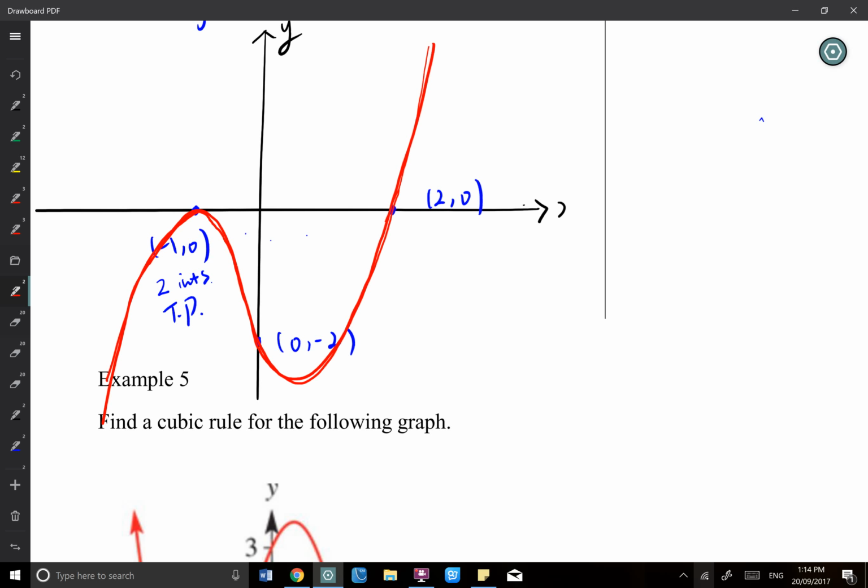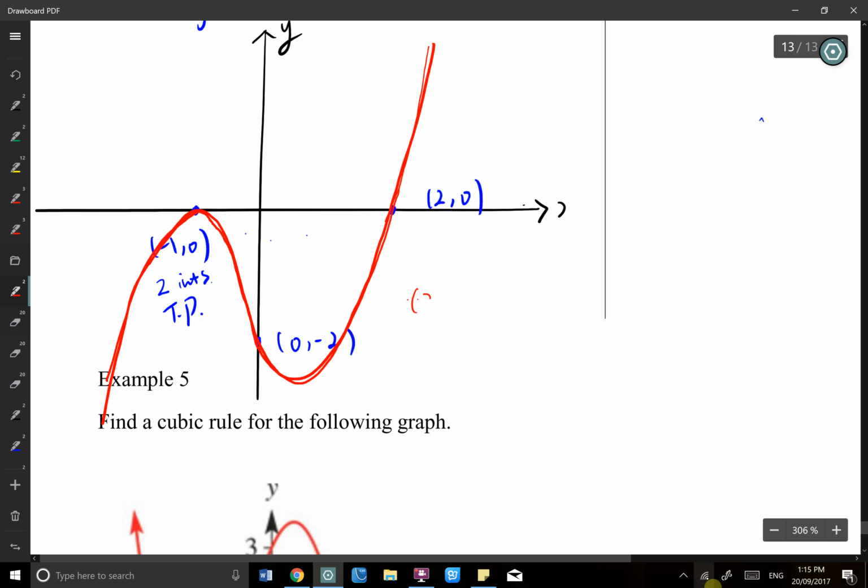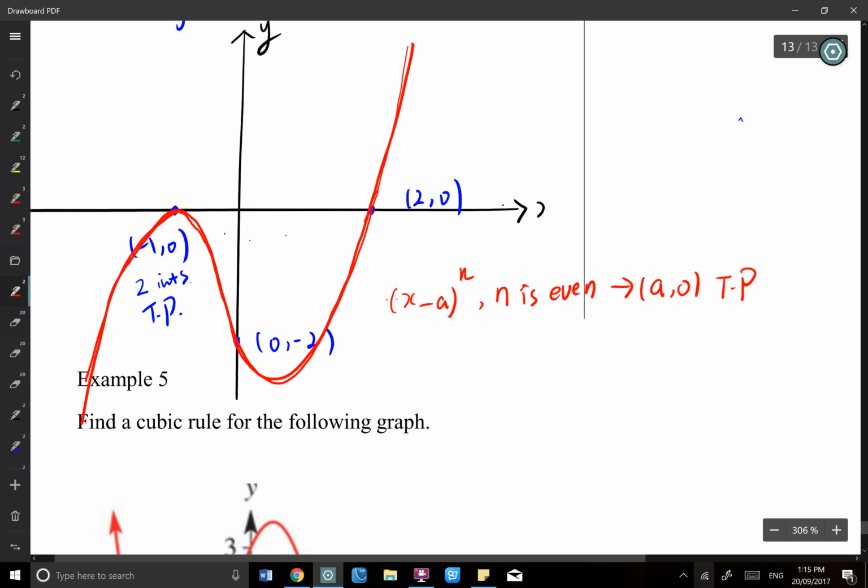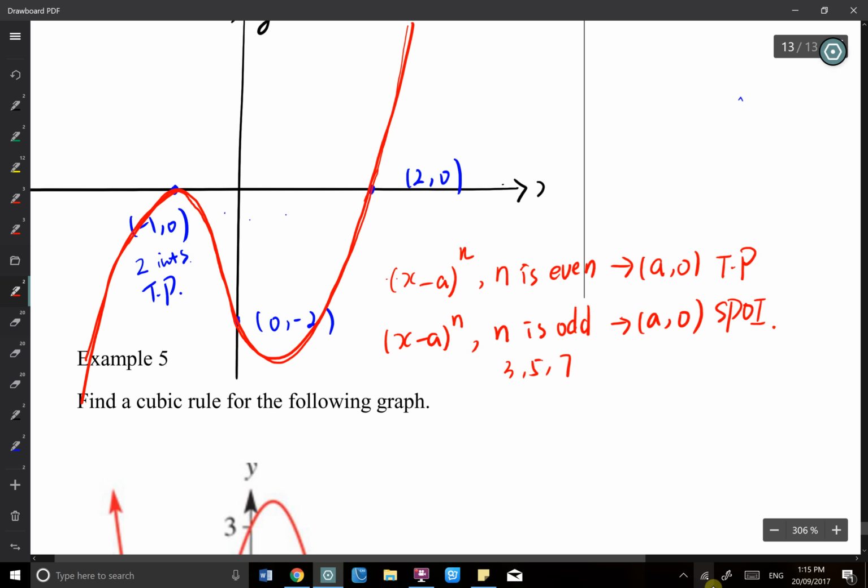If you have something repeated an odd number of times, what will that become? Well, take a factor (x minus a) to the power of n. If n is even, then (a, 0) becomes a turning point. If n is odd, like 3, 5, 7, not including 1, then (a, 0) becomes a stationary point of inflection.